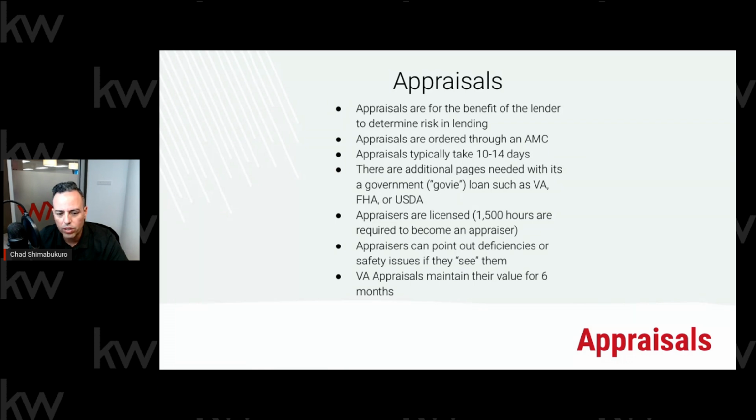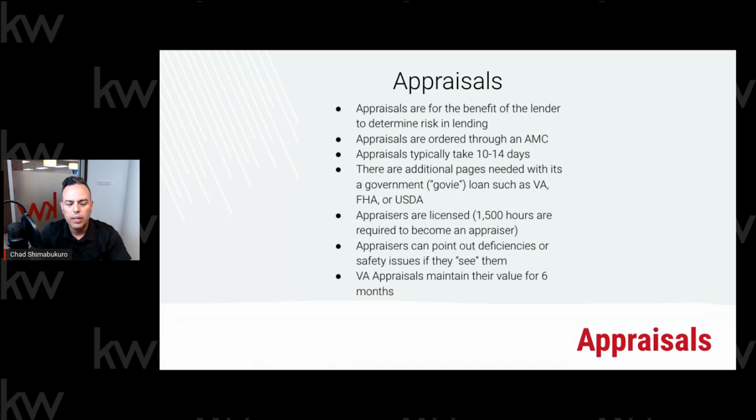VA appraised values maintain their value for 6 months. So what does that mean? Even if the transaction didn't close, the appraiser is ordering a VA appraisal, which is going through what we call the VA portal, which is done through the VA itself. An appraiser comes out to a property, assesses the value and deems this property valued at $600,000.